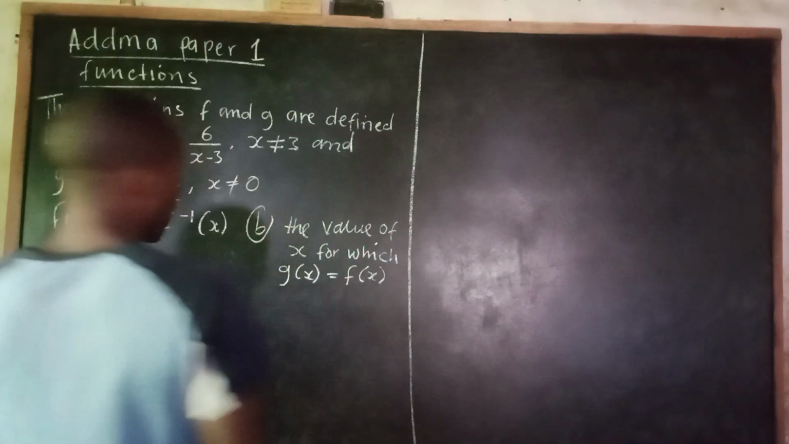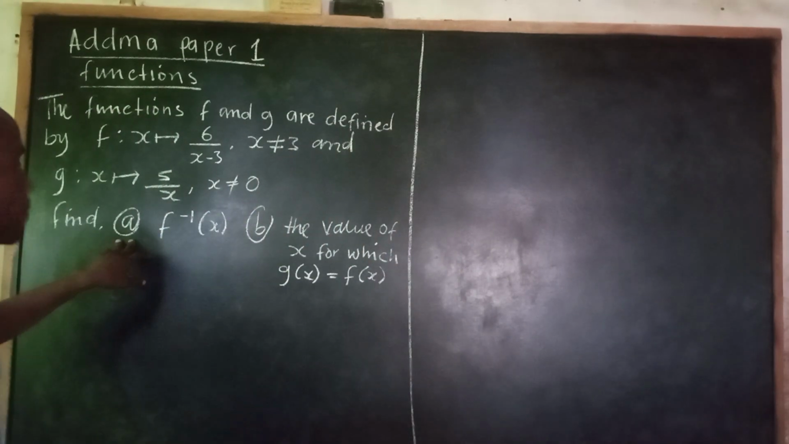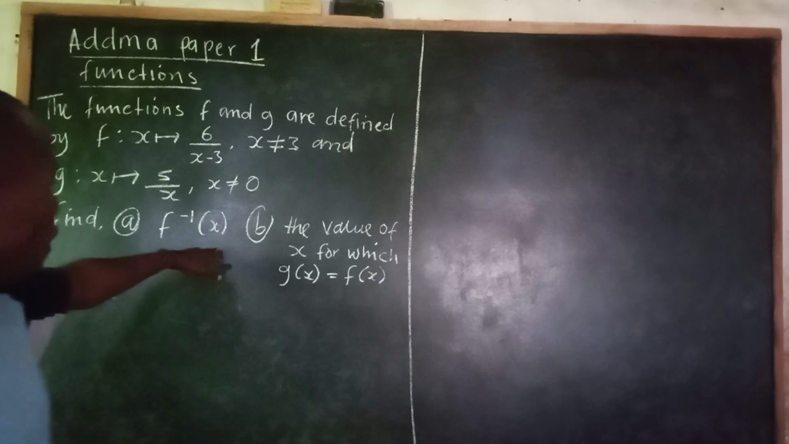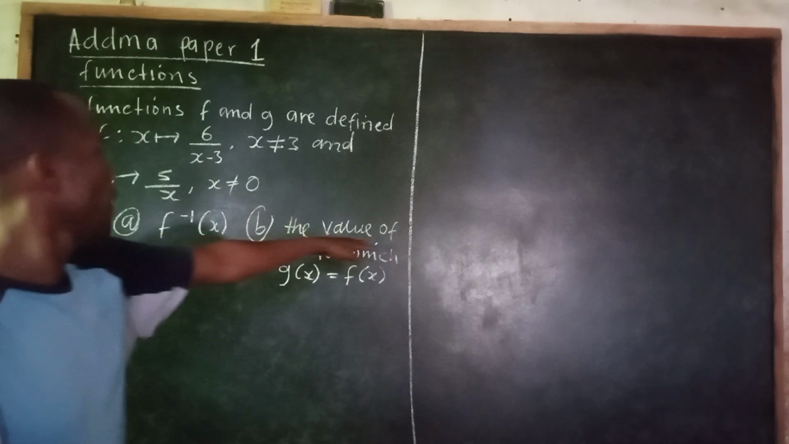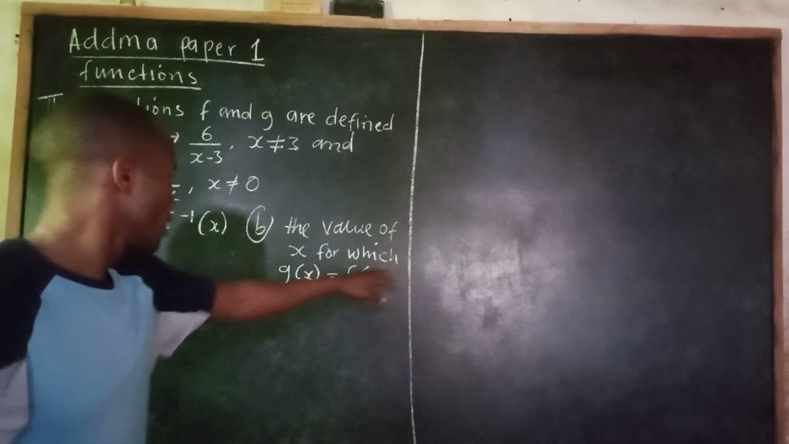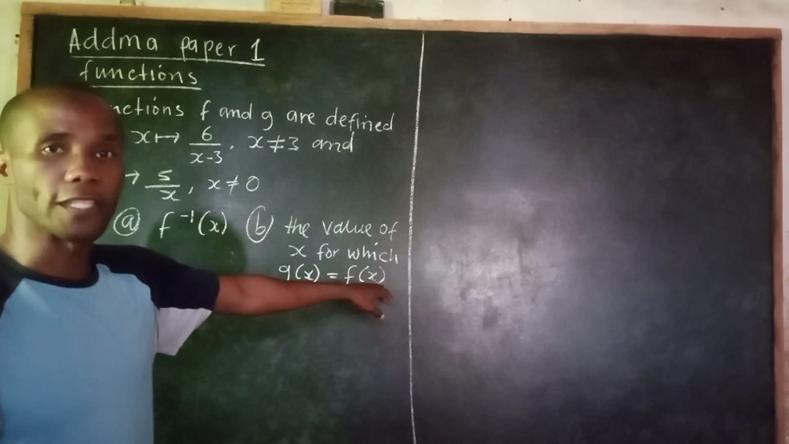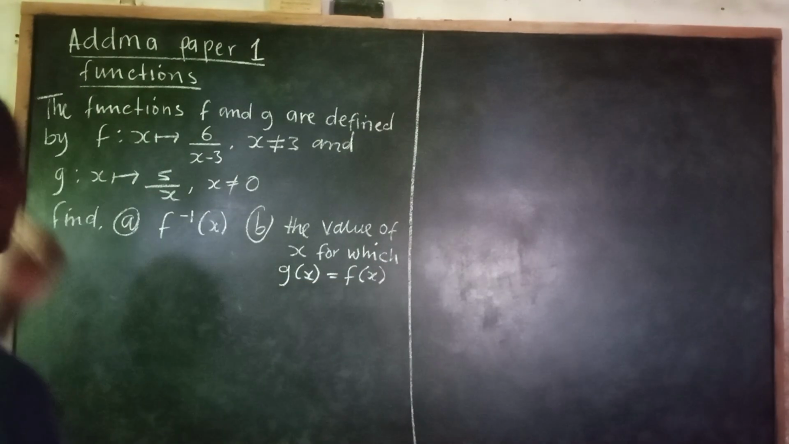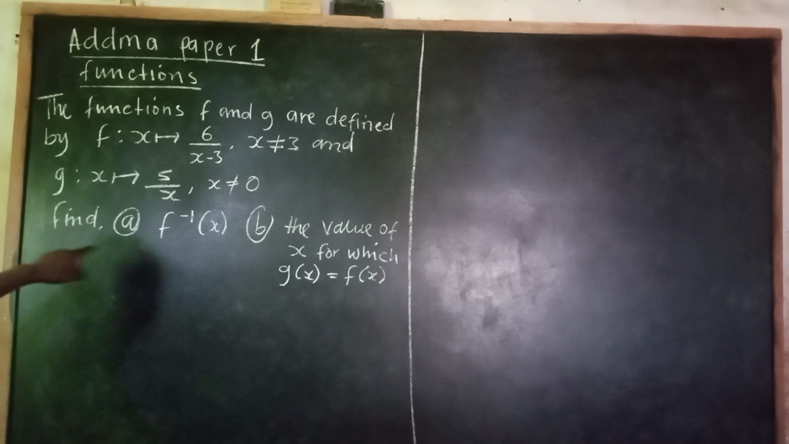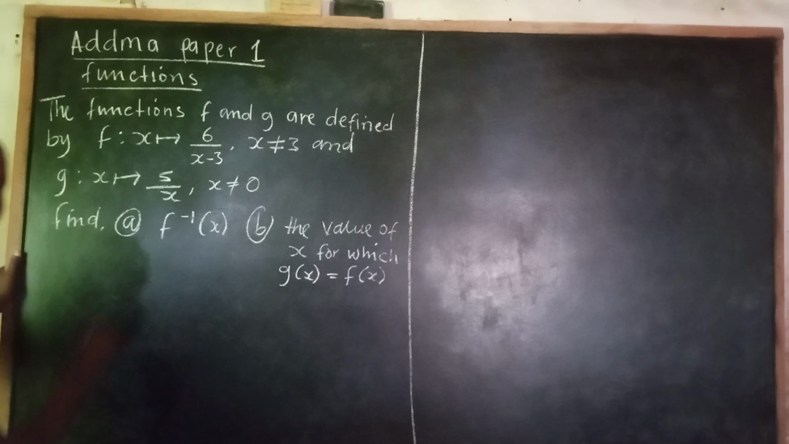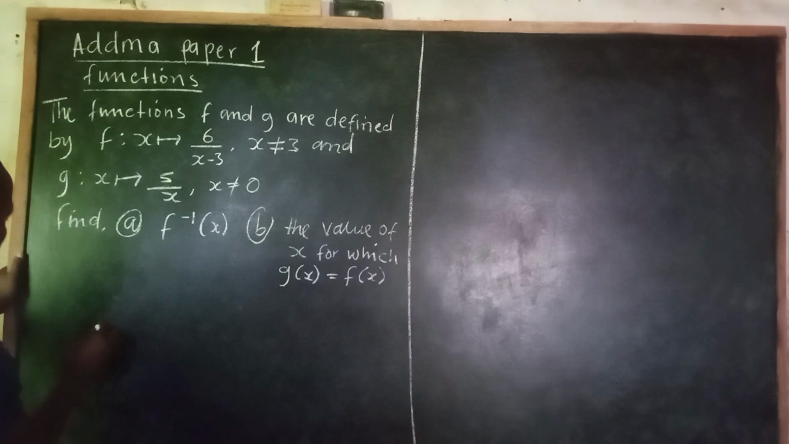Now, question A: find the inverse of f of x. Question B: find the value of x for which g of x is equal to f of x. Okay, so quickly let us go to the first one, which is A, and see how we are going to answer it. Solution.